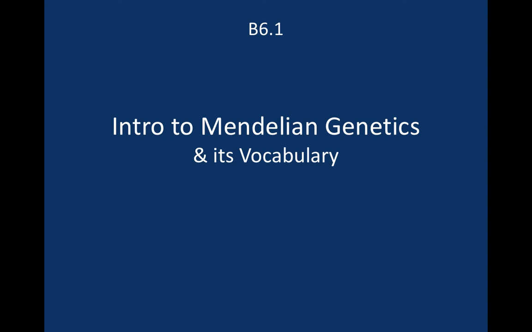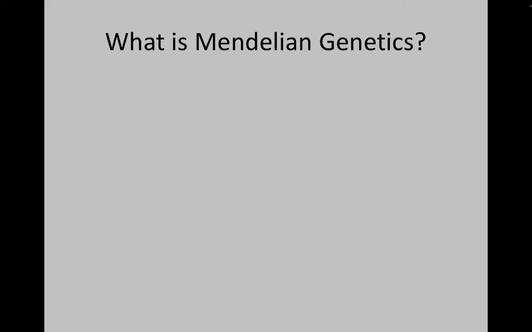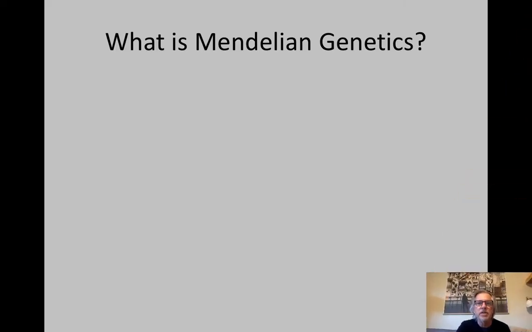Welcome back, everybody. So now that we know about sexual reproduction and we know how gametes are made by meiosis, we want to link that to the inheritance of traits, what's known as genetics. And we will start with the simplest kind of genetics, which is called Mendelian genetics. So what is Mendelian genetics?